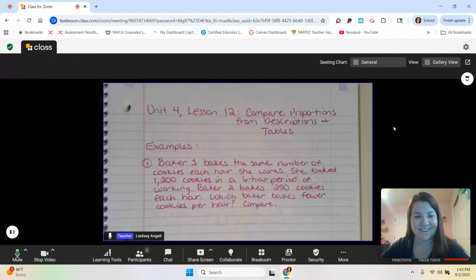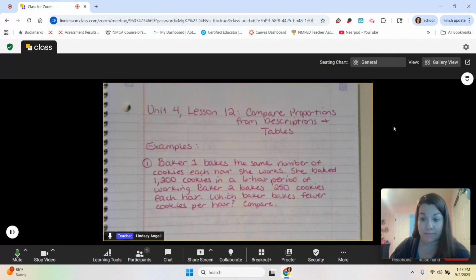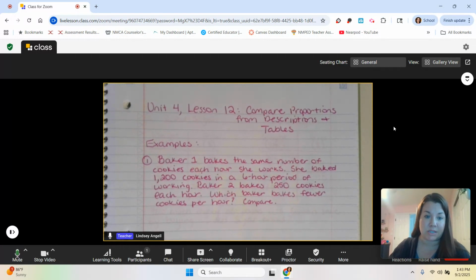Hi guys, here's Unit 4, Lesson 12, Compare Proportions from Descriptions and Tables. Okay, so I'm just going to go straight into examples. I figured that was the best way for us to use our time, so let's go ahead and get started.